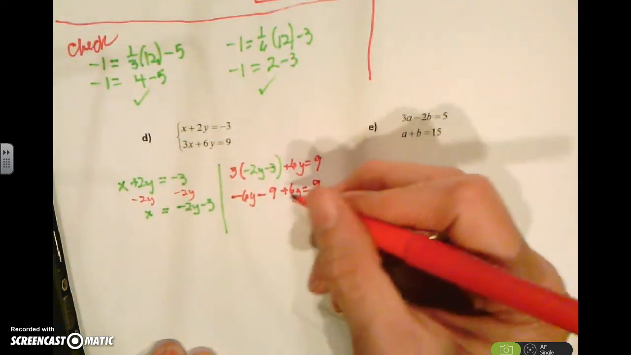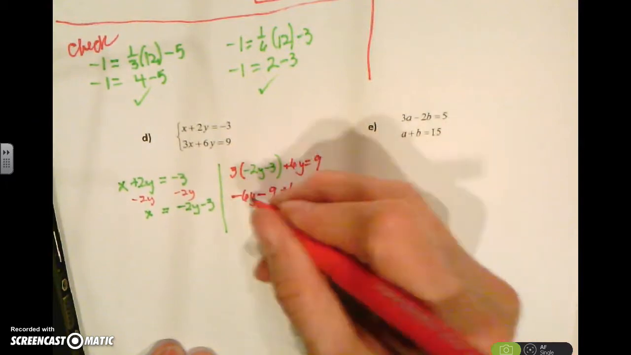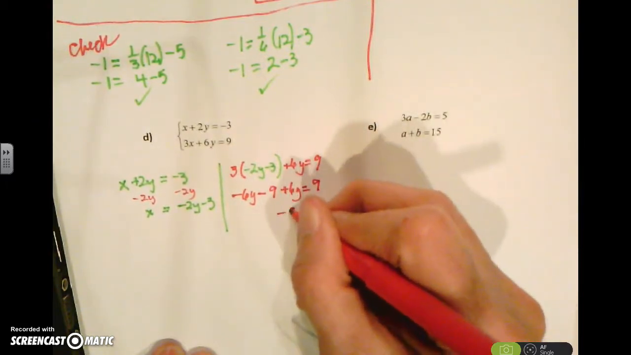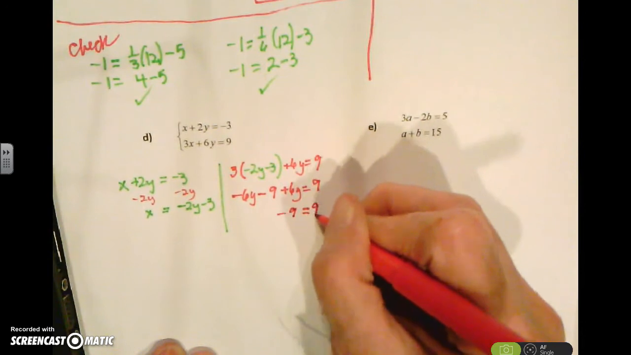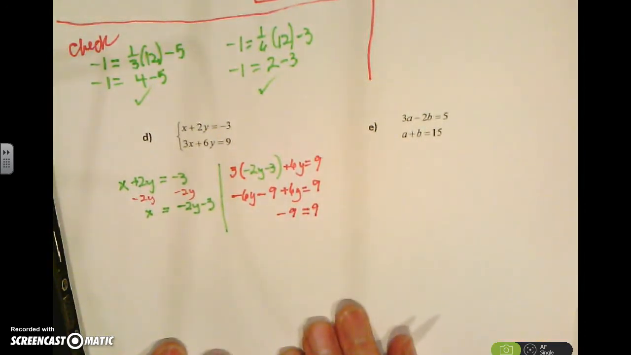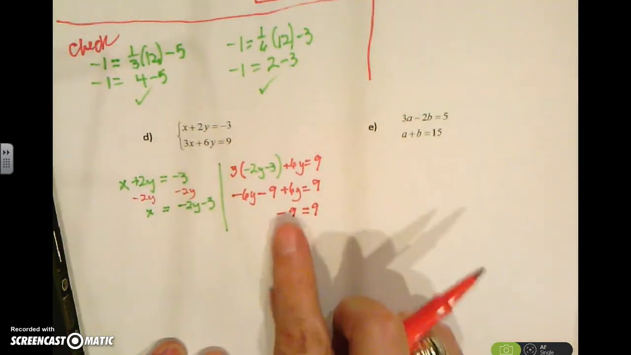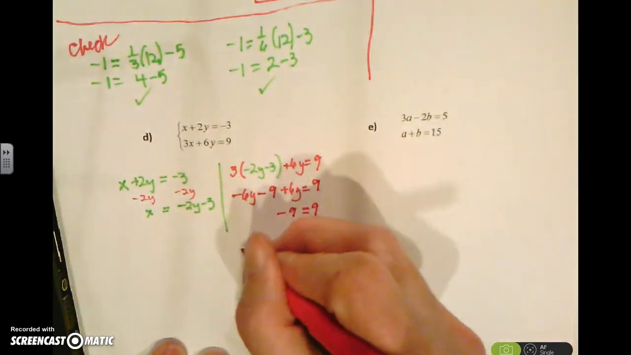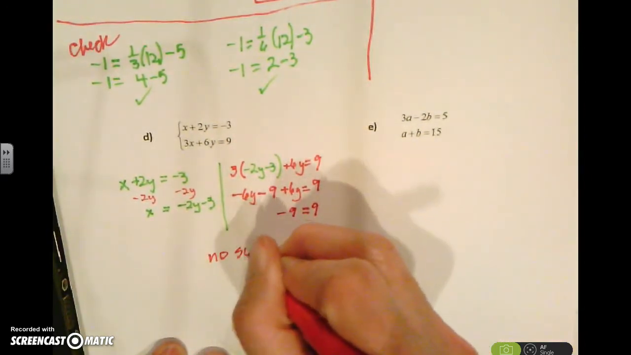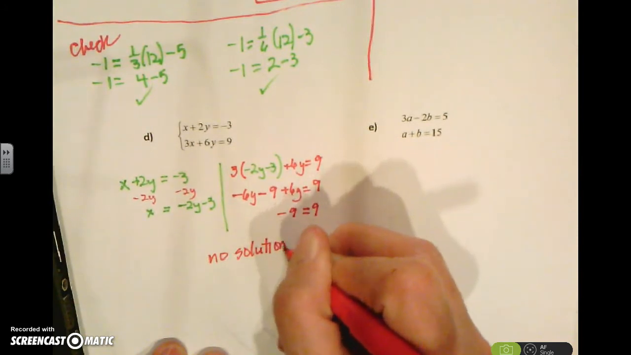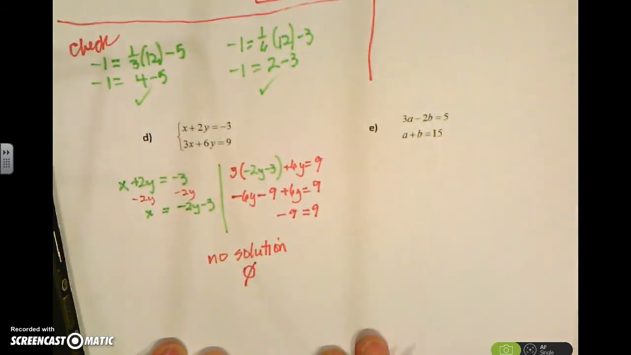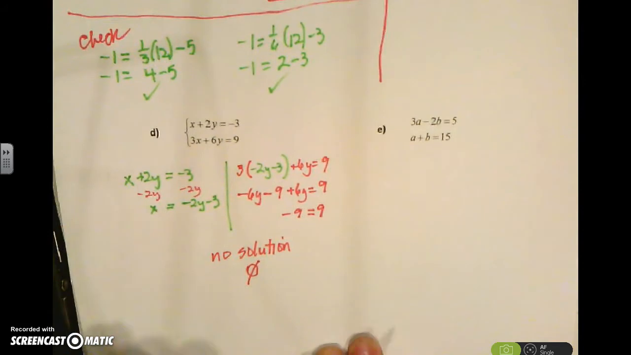And this time, when I combine terms, again my y's subtract out, and I get negative 9 is equal to 9, which it isn't, of course. So this is not true, and if it's not true, then there is going to be no solution. And when you have no solution, you can use the symbol of the 0 with a slash through it.